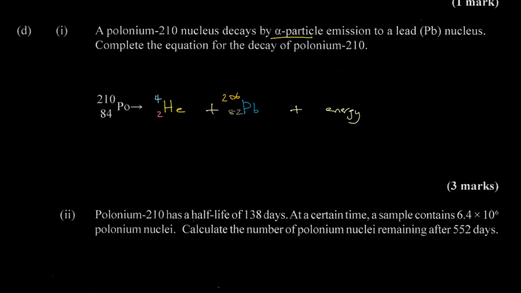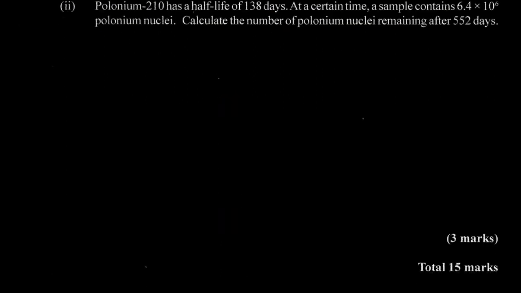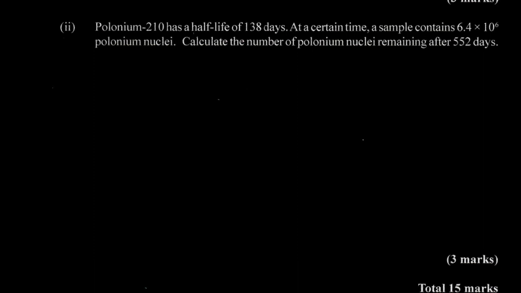So now, let's see what's next. It says that polonium-210 has a half-life of 138 days. At a certain time, a sample contains 6.4 times 10 to the 6 polonium nuclei. Calculate the number of polonium nuclei remaining after 522 days.